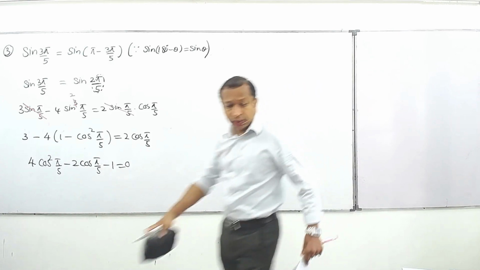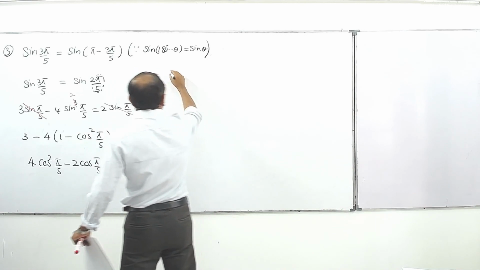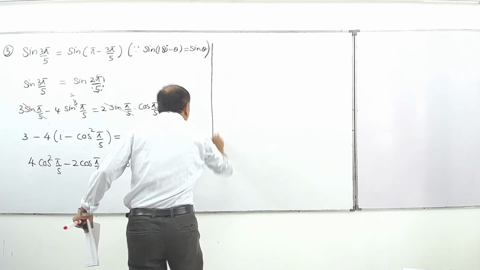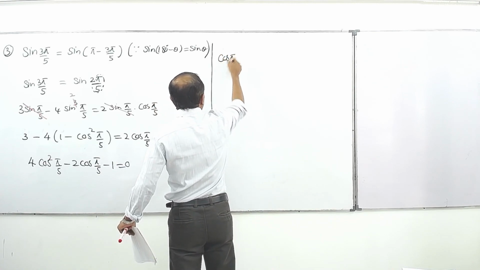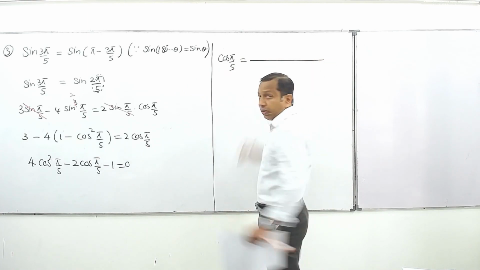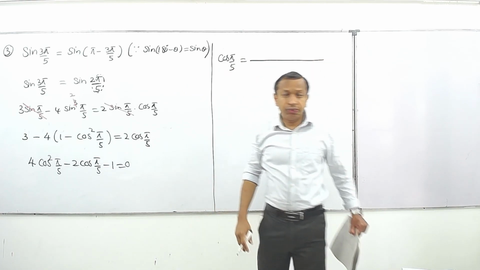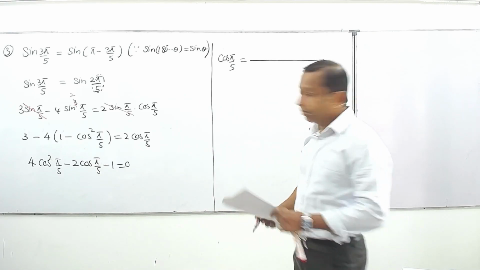Right. So then there we get. All right. What are the two answers for cos pi by 5 we get? Use that quadratic formula, x equals minus b plus or minus square root of b squared minus 4ac divided by 2a. Using that, you can find two answers here, right?